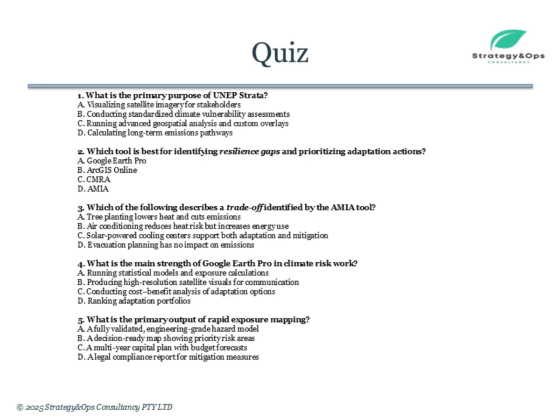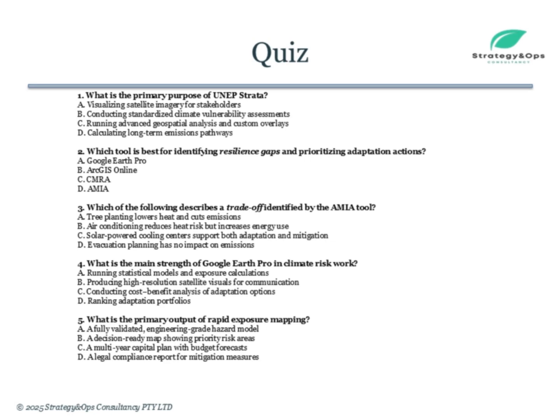Question 4. What is the main strength of Google Earth Pro in climate risk work? A. Running statistical models and exposure calculations. B. Producing high-resolution satellite visuals for communication. C. Conducting cost-benefit analysis of adaptation options. D. Ranking adaptation portfolios.